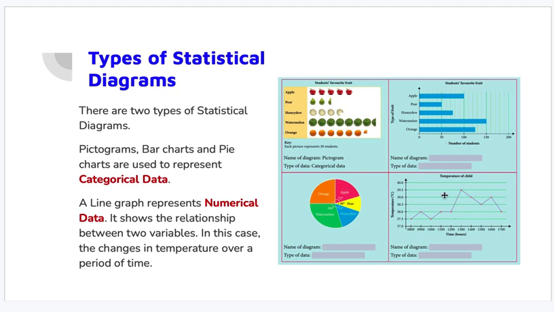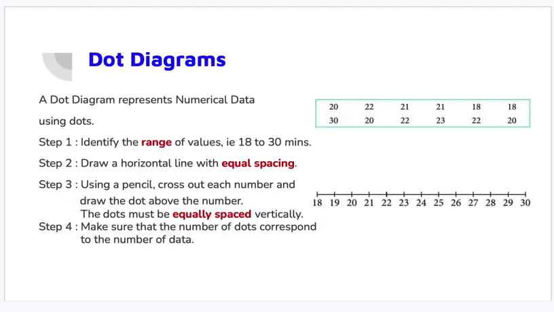Whereas the line graph is used to represent numerical data, which is only one type of data, in this case, the temperature. It shows the relationship between the temperature and the time, the changes of the temperature over a period of time. We now take a look at more examples of this kind of graph that represents numerical data. The first type of graph we want to look at is the dot diagram.